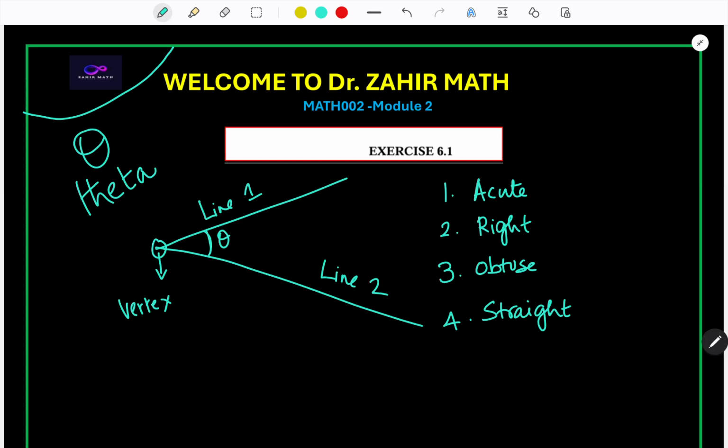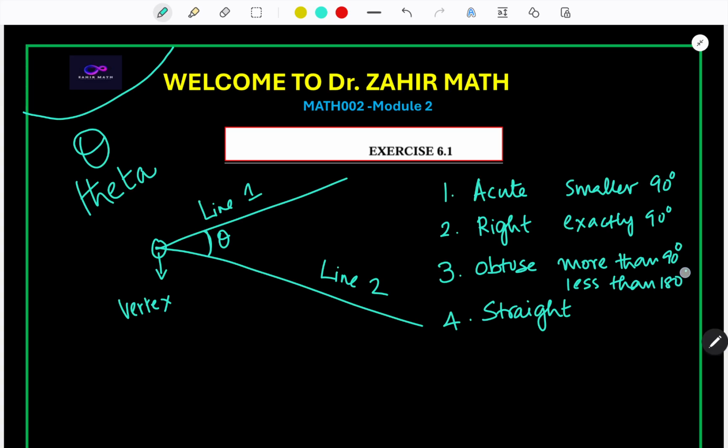What do you mean by acute angles? They are smaller than 90 degrees, right? What do you mean by right angles? They are exactly 90 degrees. What do you mean by obtuse angle? They are larger than, but larger is a difficult word for you. It is more than 90 degrees, but less than 180 degrees. And the straight angles are exactly 180 degrees.